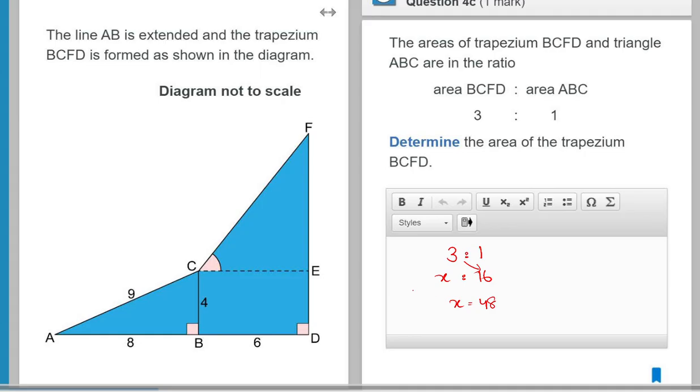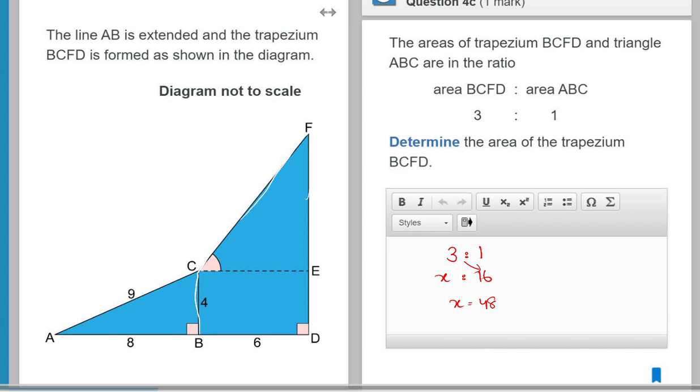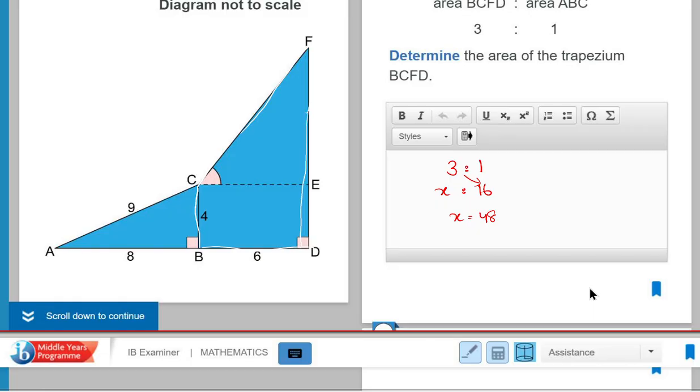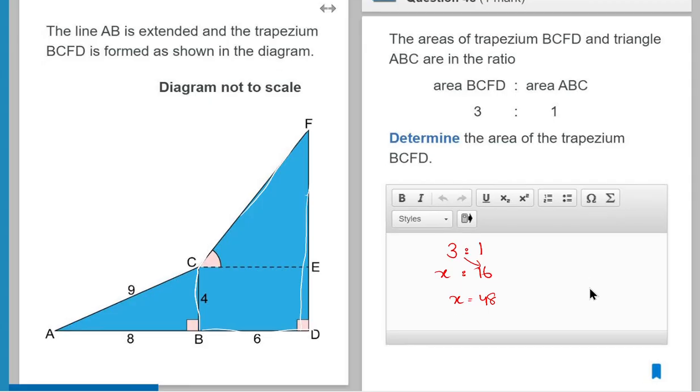So BCFD, this entire trapezium, this one, right? The entirety of this is basically multiplied. So it's just a basic question of ratios.